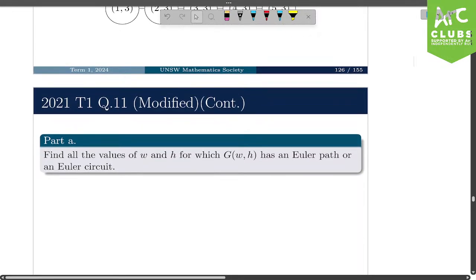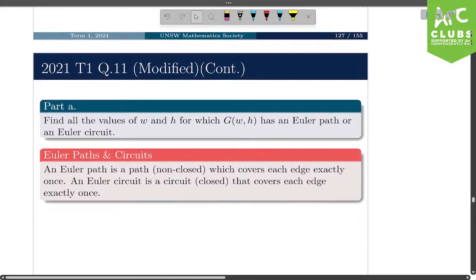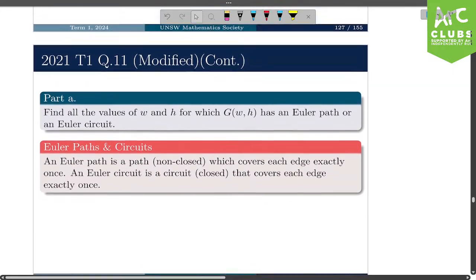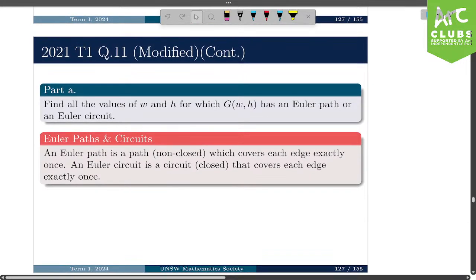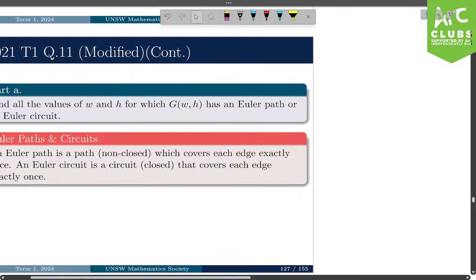Find all the values of W and H for which GWH has an Euler path or Euler circuit. So first, our definitions are important. An Euler path is a path which covers every edge exactly once. So this is non-closed, by definition of it being a path. And an Euler circuit is a circuit, so it's closed, that covers each edge exactly once.